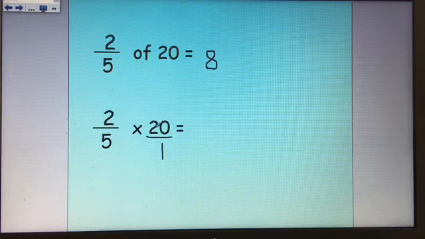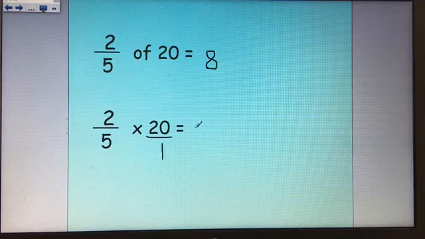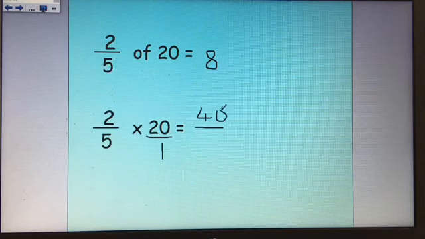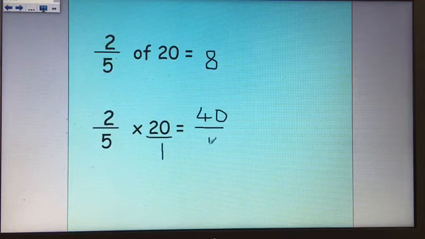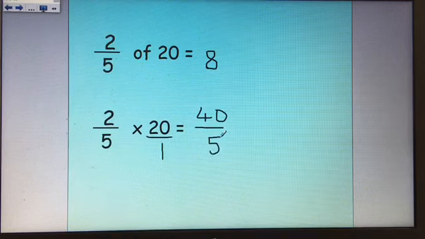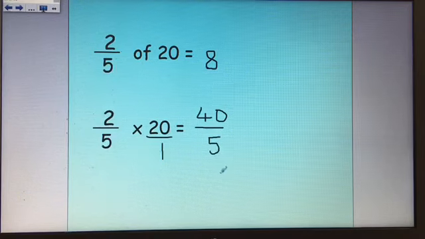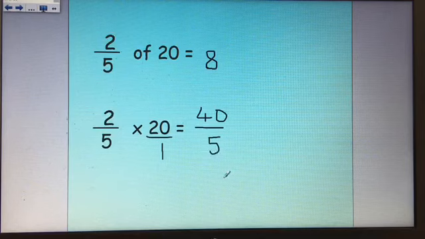Now 2 times 20 is 40, and 5 times 1 is 5. So 2/5 times 20 is 40 over 5. Now, I said to you that I was going to prove that "of" and "times" mean the same thing. So is 40 over 5 the same as 8?